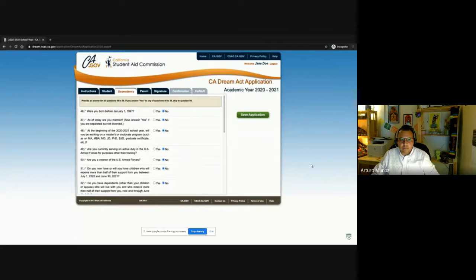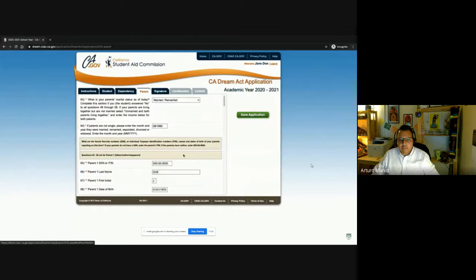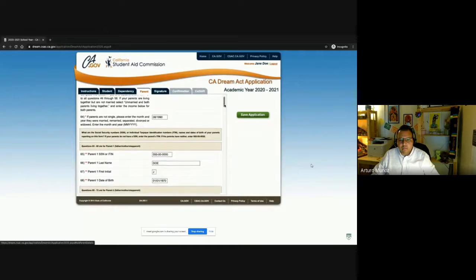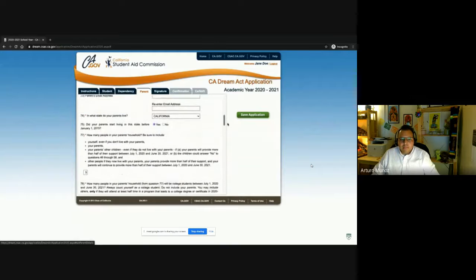These dependency questions will determine whether you will have to provide information about your parents. If you are a dependent student, the application will also request your parents' Social Security numbers. If they do not have a Social Security number or an ITIN, they can enter all zeros. Carefully input the requested information.